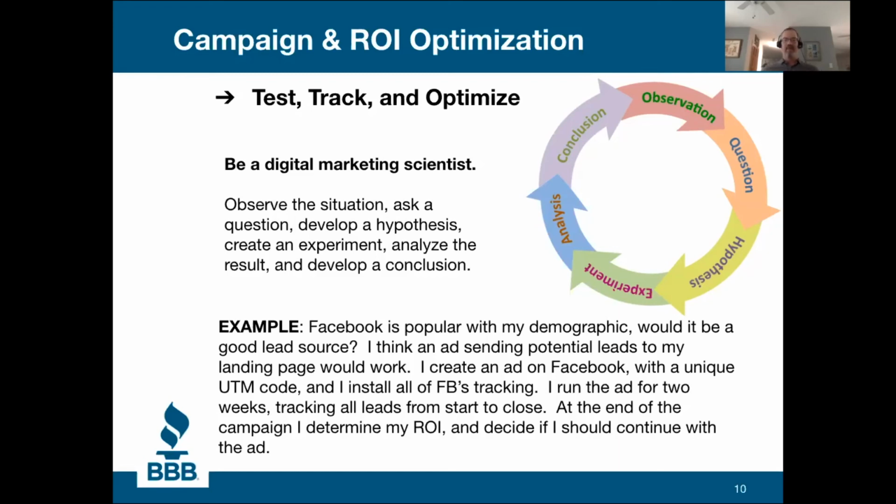And so in this example I give, it's a Facebook example of, you know that Facebook's demographic is closely aligned to who you're looking to get in front of. You'd like to do a lead gen campaign to get people to give you their email and their phone number. We're going to run an ad on Facebook to see if that is an audience that will interact with our message. We tag it with the proper UTM tracking. We run it for a few weeks. We get the data in.